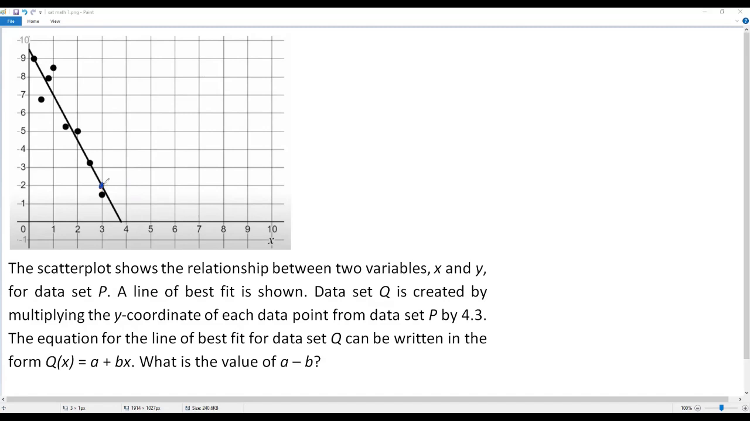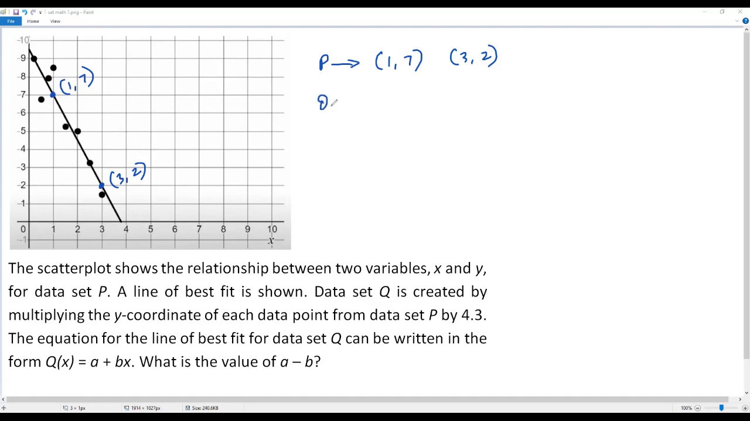Okay, now let me take the point over here. Here the x coordinate is 3 and the y coordinate is 2. And let me get a point over here. Here the x coordinate is 1 and the y coordinate is 7. Here I have taken 2 points from the line of best fit for data set P, and in both points the x and y coordinates are integers. Okay, now let me write it over here. From the line of best fit for data set P, we have 2 points: 1 comma 7 and 3 comma 2.